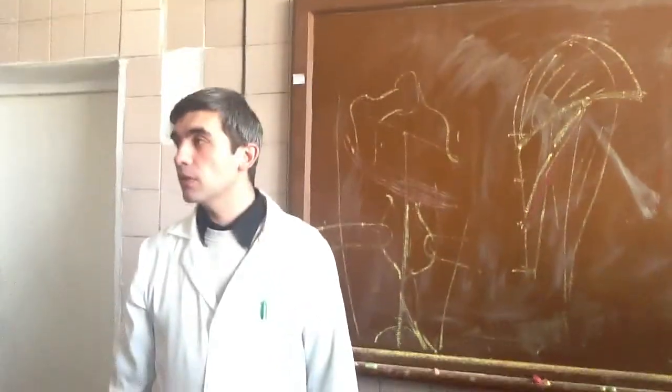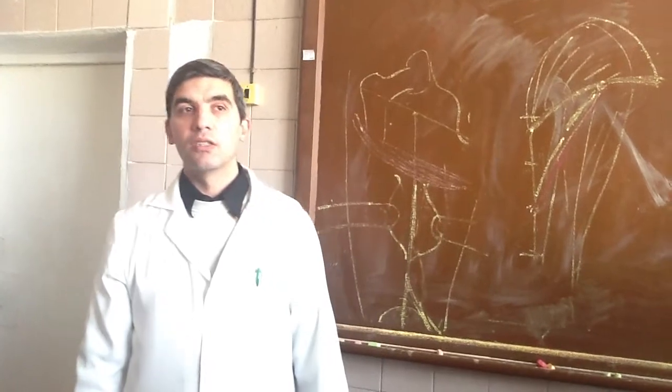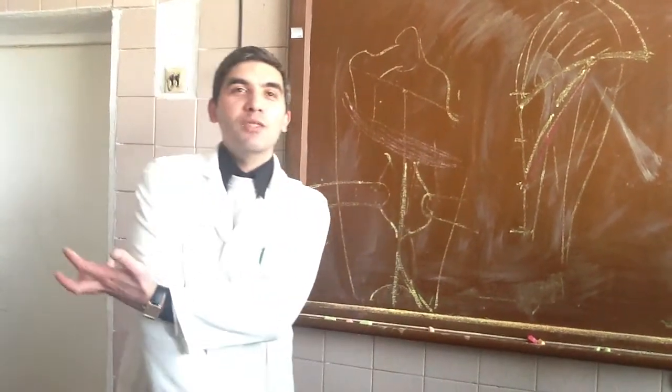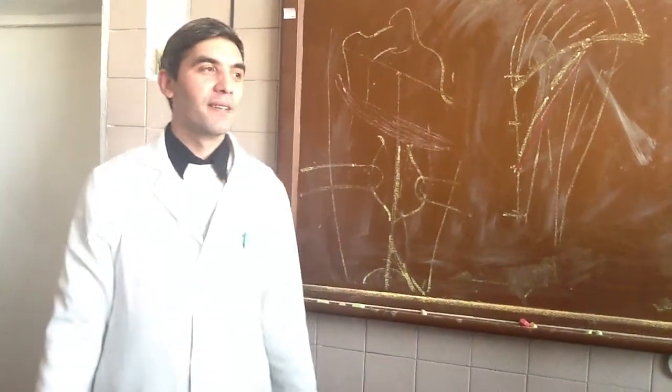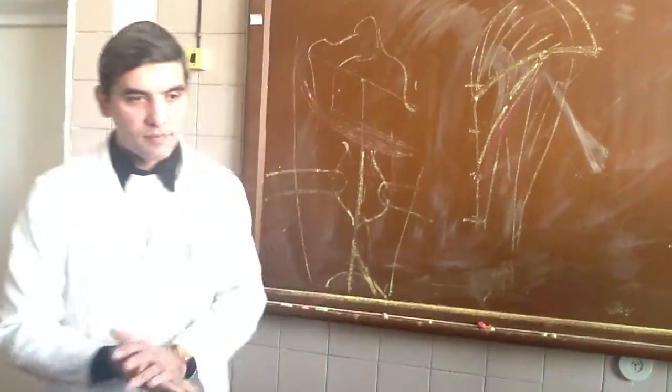The radial nerve is followed by which artery? No, the brachial artery is anterior, centrally. The deep artery of the arm, or deep brachial artery. That's all. Any questions?